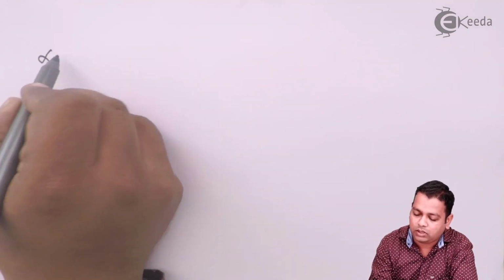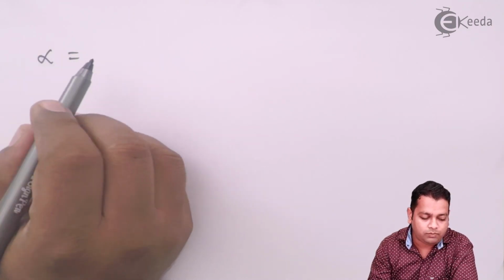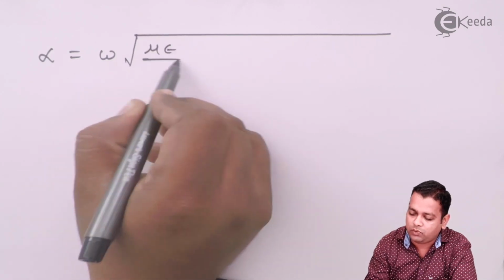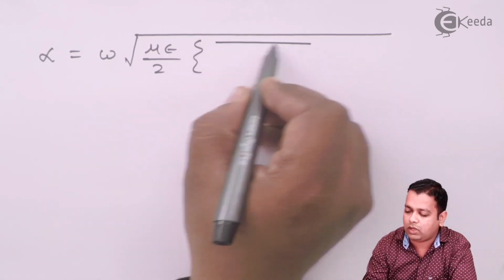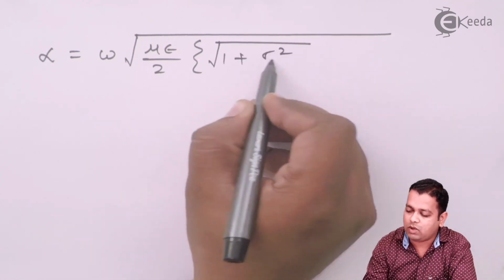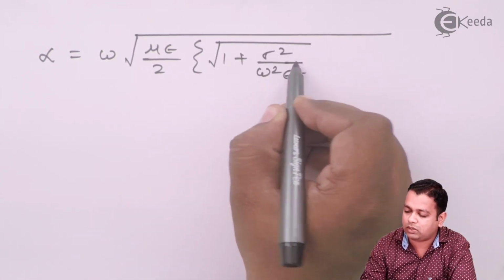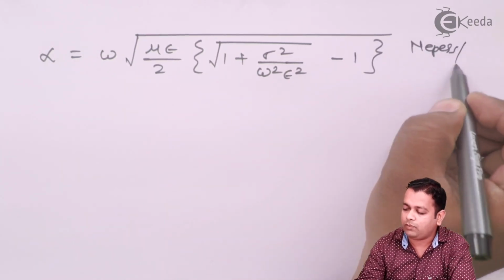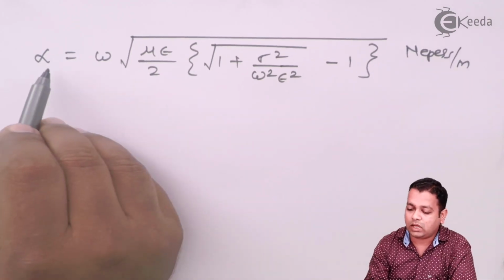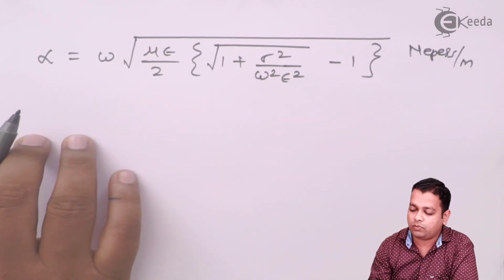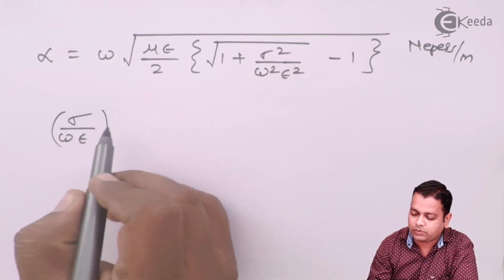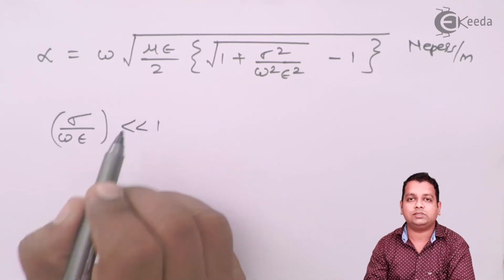Now we know the general expression of alpha in a general conducting medium. Alpha is given by omega under root of mu epsilon divided by 2. Inside the bracket again we have an under root: 1 plus sigma square upon omega square epsilon square, minus 1 here. It is always given in Nepers per meter. Now for this alpha value, as the medium is a good dielectric medium, we substitute sigma upon omega epsilon very much less than 1.